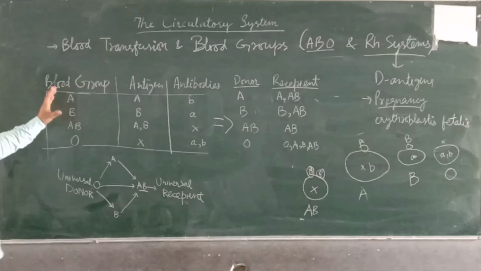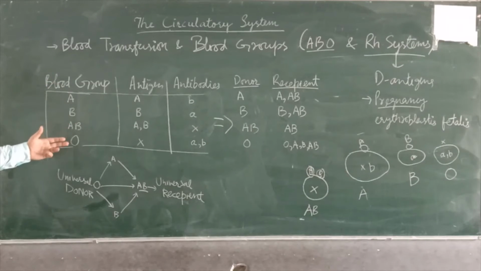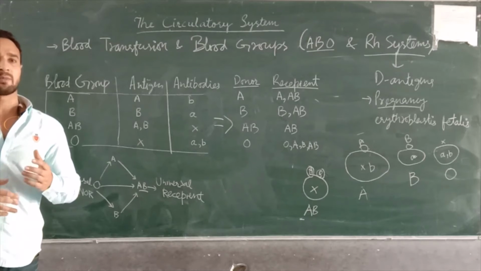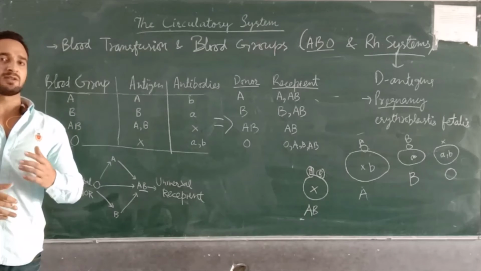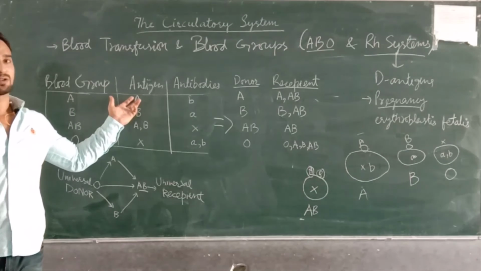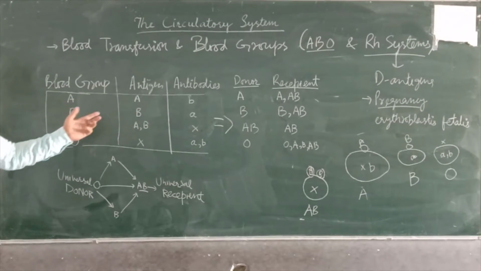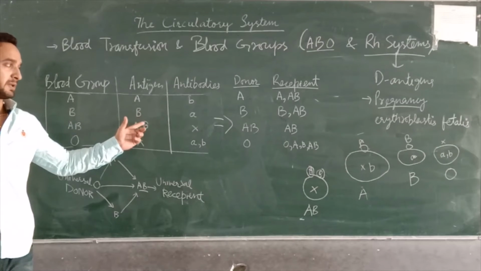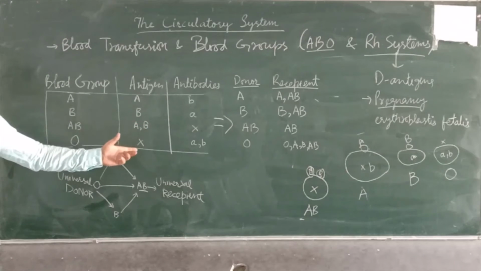We have four kinds of blood groups: A, B, AB, and O, which are designed on the basis of the antigens present on the surface of RBCs. Blood group A has antigen A present on the surface of RBCs. B blood group has B antigen. AB has both antigens A as well as B. O does not have any antigen.